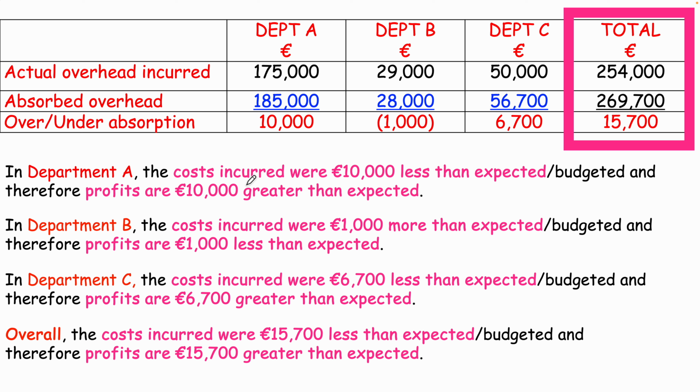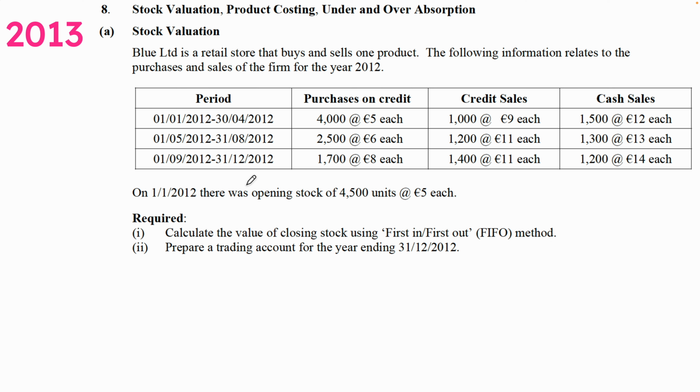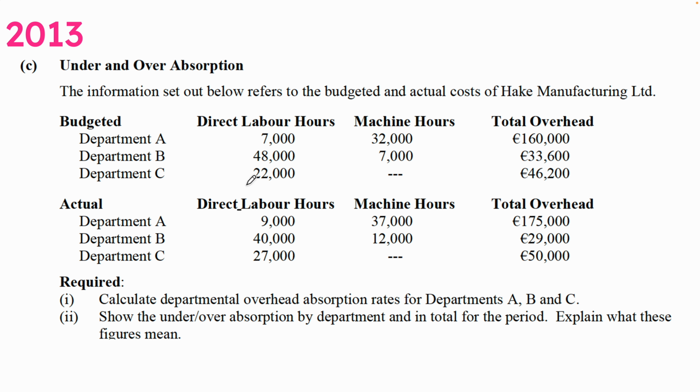Okay, so that's under over absorption, right? We're just comparing what the management accountant thinks it should have cost with what it actually cost. And we're saying, did the costs go over or under what was expected? And therefore, are profits greater or less than what is expected? So that is the 2013 questions, part A, B and C complete.